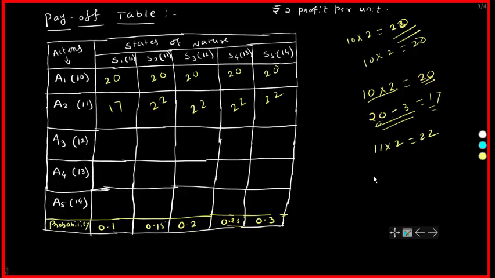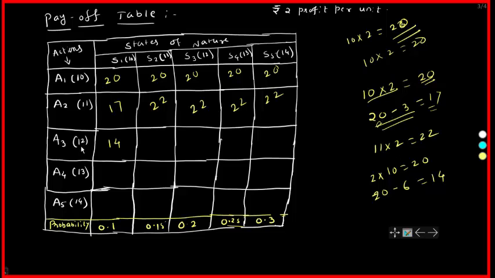Similarly, he purchased 12 newspapers and demand is only 10, so he can sell 10 newspapers. So 2 into 10 is 20, but 2 newspapers are left. For each newspaper the cost is 3, so for 2 newspapers the cost is 6. So net profit is 20 minus 6, which is 14. So 14 comes here.